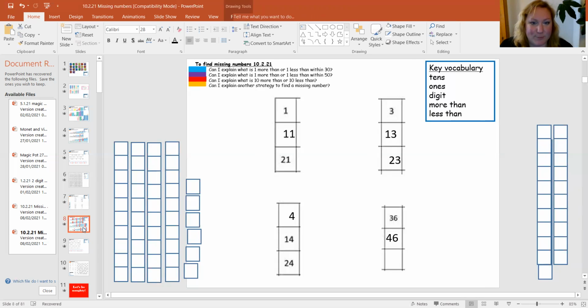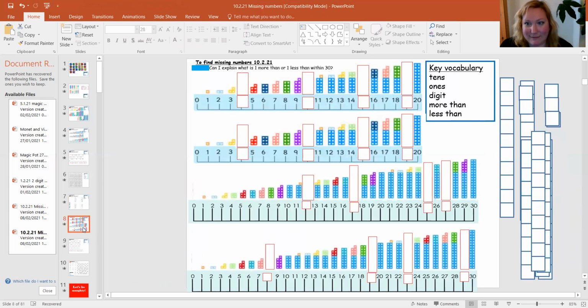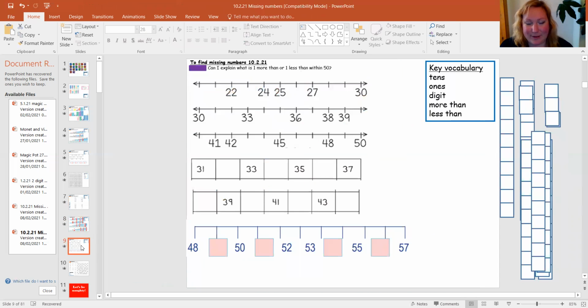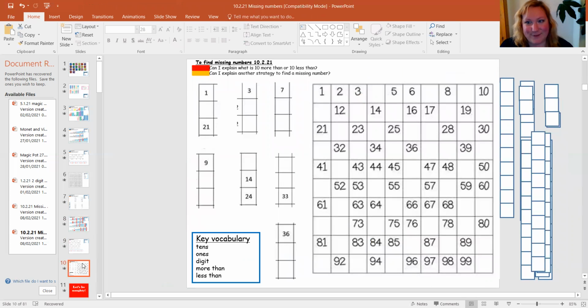Okay, fantastic job, everybody. Here is the blue level of challenge today, just like we talked about. The purple level of challenge, just like we talked about. And for the red level of challenge, you have got some 10 more than and 10 less than, and 100 square fun. If you want to push yourself, can you explain another strategy for finding one of these missing numbers? And what I mean by that is, is there another way that you do it? Because you just do it naturally. And if you do, how can you explain that?